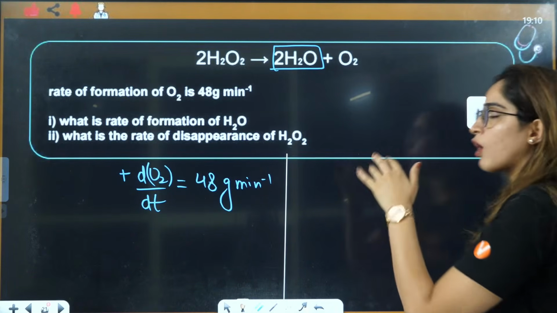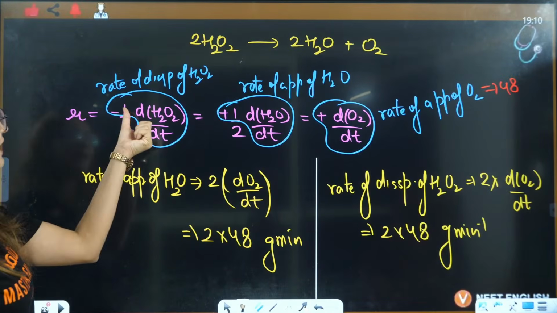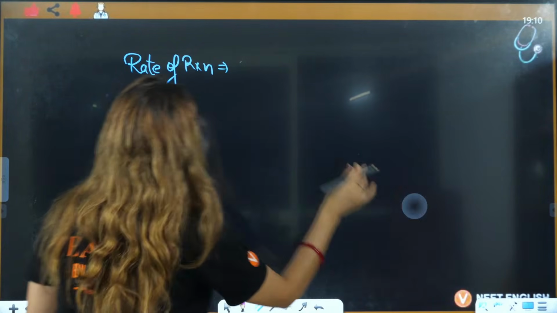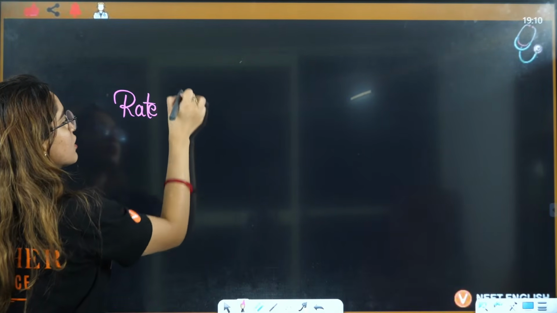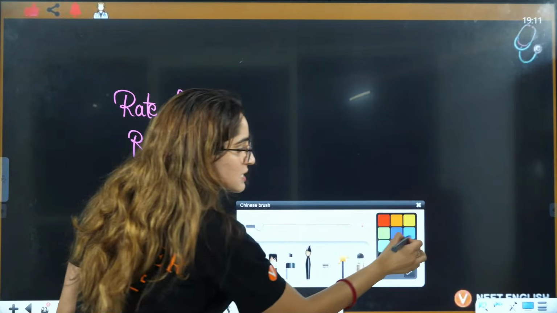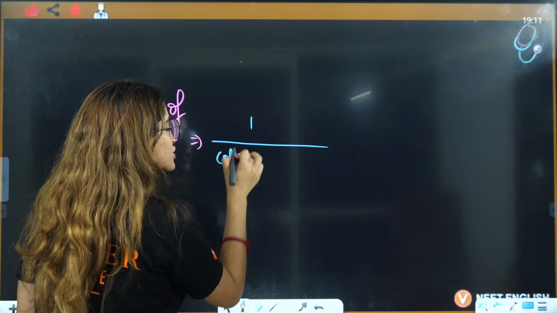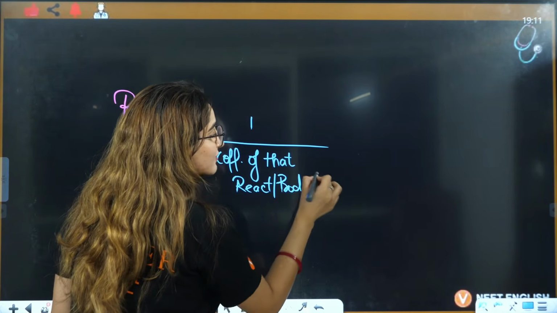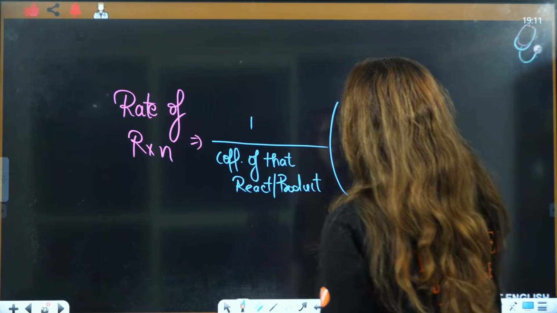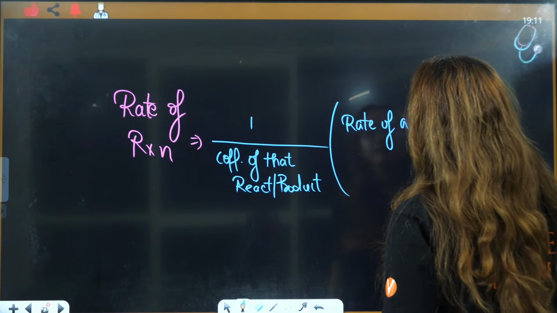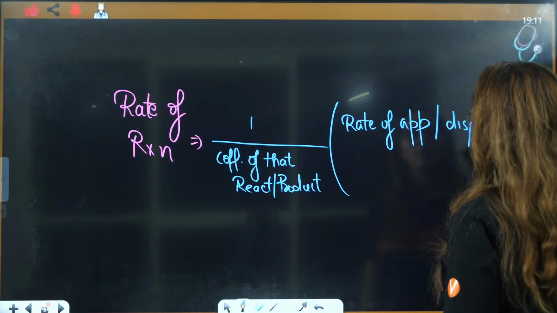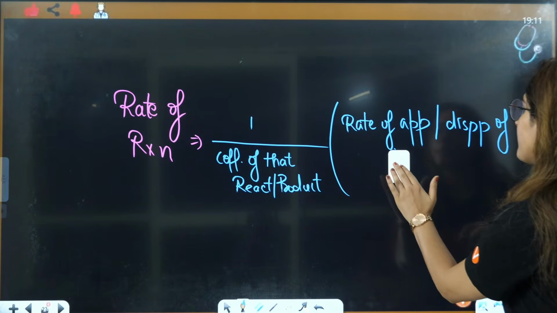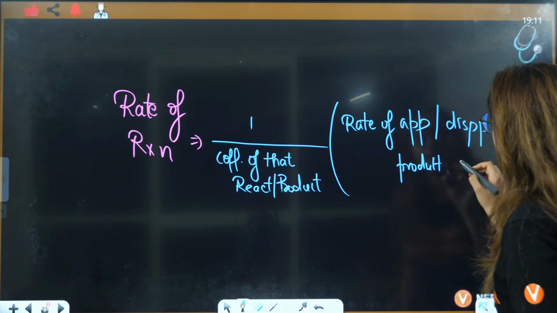So you can simply do this here. Just always remember that you can write it directly. You don't need to write this minus d[H2]/dt again and again. In a better way, you can write it like this: rate of reaction is equal to 1 divided by the coefficient of that reactant or product, whatever you are talking about, but only that particular reactant, times the rate of appearance or disappearance. If it is disappearance, it should be a reactant. If it is appearance, it should be a product, since the product is getting formed.